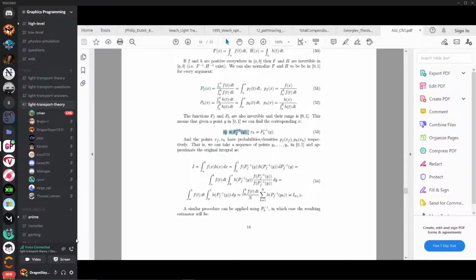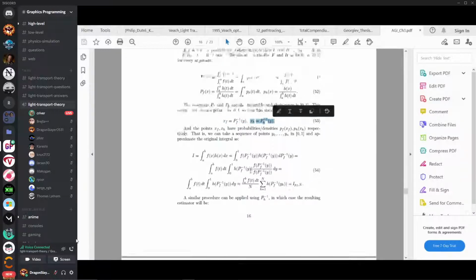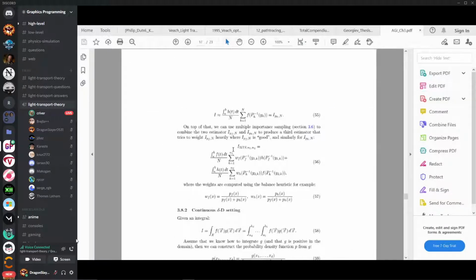And if you invert that, you get your transformation. So this is really the T that we were talking about. For example, Y here is in [0, 1]. You take it, you get your point in your domain of integration, and you use these samples for one estimator, and these samples for the other estimator. And as mentioned, you can combine the two estimators using multiple importance sampling to get the best results.